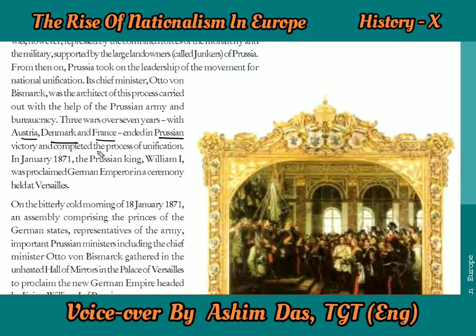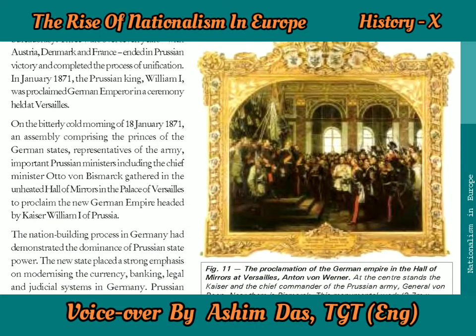And this Prussia, which was, you can say now, the German majority area, was under Prussia only. So now in January 1871, the Prussian king William the First was proclaimed the German emperor in a ceremony held at Versailles. You can even see the picture on the right side of the screen here. So here we come to know how he was coronated.